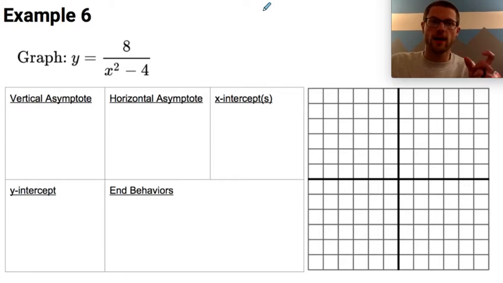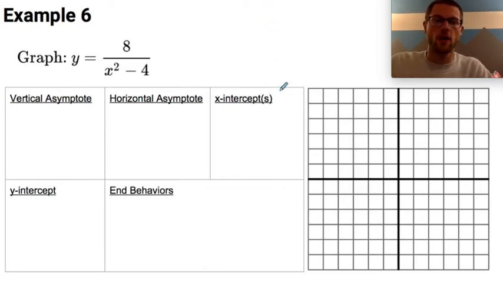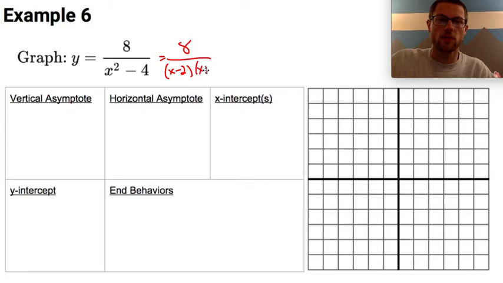Let's turn that dial up a notch and talk about another graphing problem. This one is a little bit tougher than the previous ones. So here I have this equation, y equals 8 over x squared minus 4, and it looks right now like I've got a pretty simple fraction just like before, but remember you can factor this into 8 over x minus 2 times x plus 2. So that's really important to factor our denominator because now I have two vertical asymptotes.